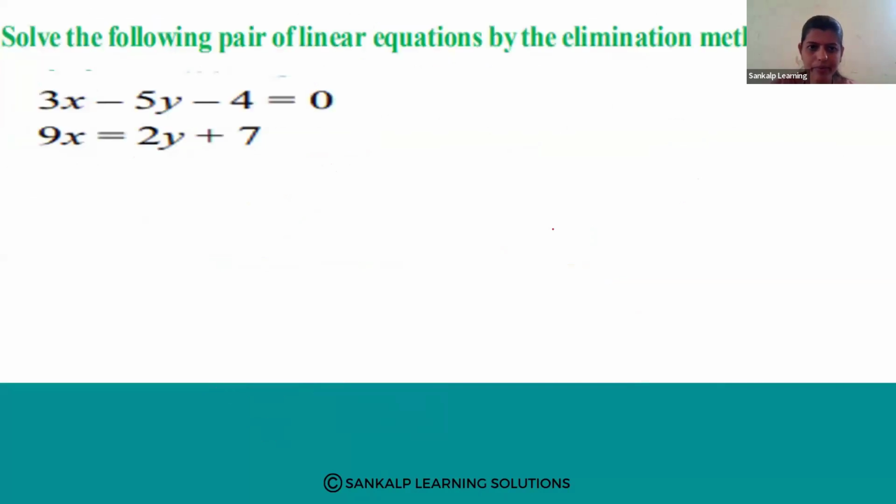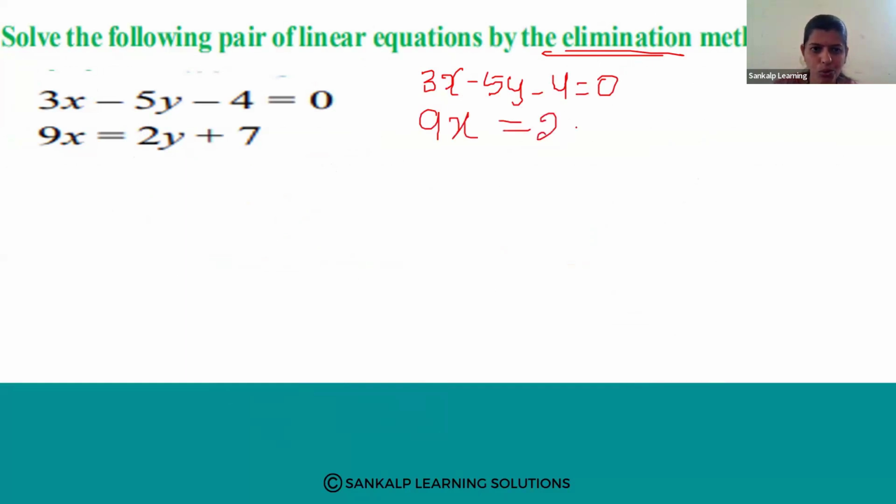One minute. Solve the following pair of linear equations by elimination method. So this question can be asked for 2 marks. So this is very simple. See, elimination method is mentioned here, use elimination method. 3x minus 5y minus 4 equal to 0. 9x equal to 2y plus 7. This is our question.